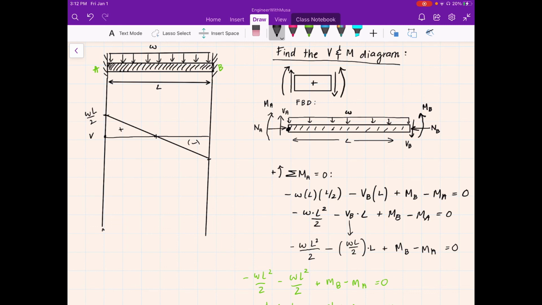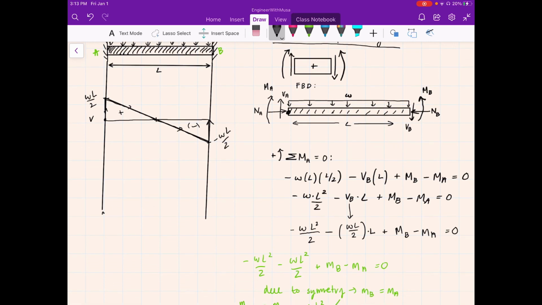It will jump up, follow this line across, down to the minus omega L over 2, and then it will jump back up. So it will follow this path. I like to draw arrows in order to make sure I know how my moment and shear are flowing across the beam.